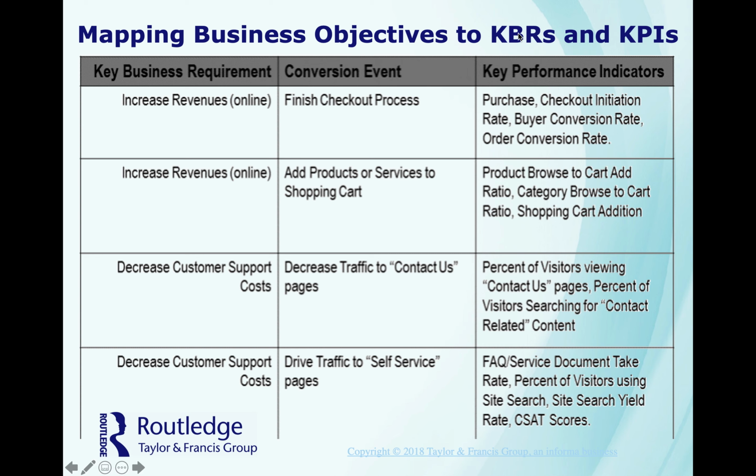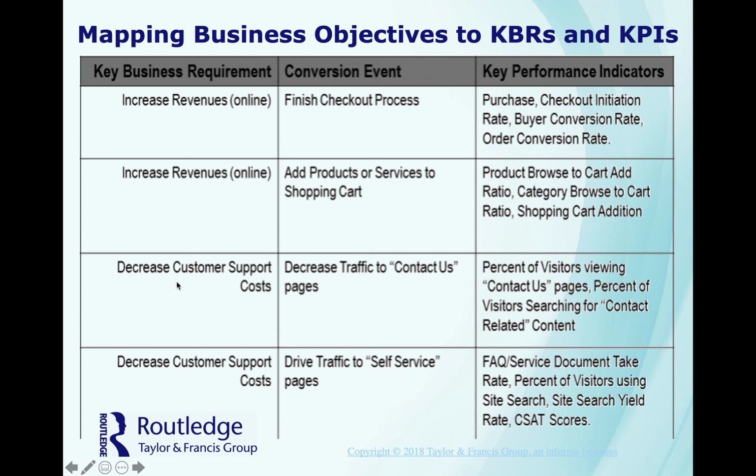Mapping business objectives to KBRs and KPIs. Here is another little chart that explains what I was talking about in the previous slide. Your business requirement was to increase revenue online, so you have to have a conversion event. The conversion event in this one was to finish the checkout process. Have you ever been shopping and put something in your cart and then thought, I'll do it later? They want to know who is actually finishing this. So the KPIs, or key performance indicators, would be purchase, checkout initiation rate, buyer conversion rate, and order conversion rate. You can track all of this on Google Analytics.